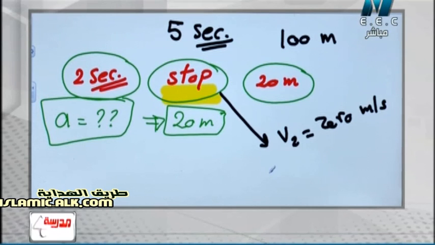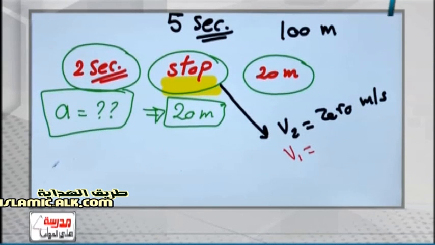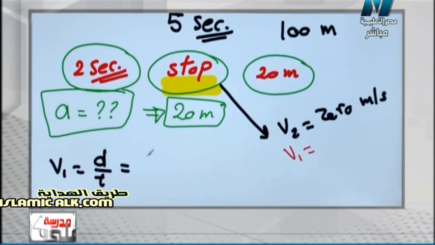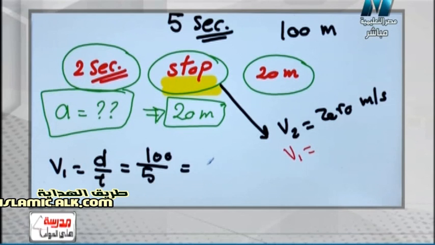So we need first V1, so we need to calculate V1. How can we calculate V1, Mr. Wael? We use the rule V equals D divided by T, 100 divided by 5. So V1 equals D over T, as Mr. Wael said, 100 divided by 5. And remember we must not forget the measuring unit. So I have 20 meters per second. So I think we can calculate the acceleration now.